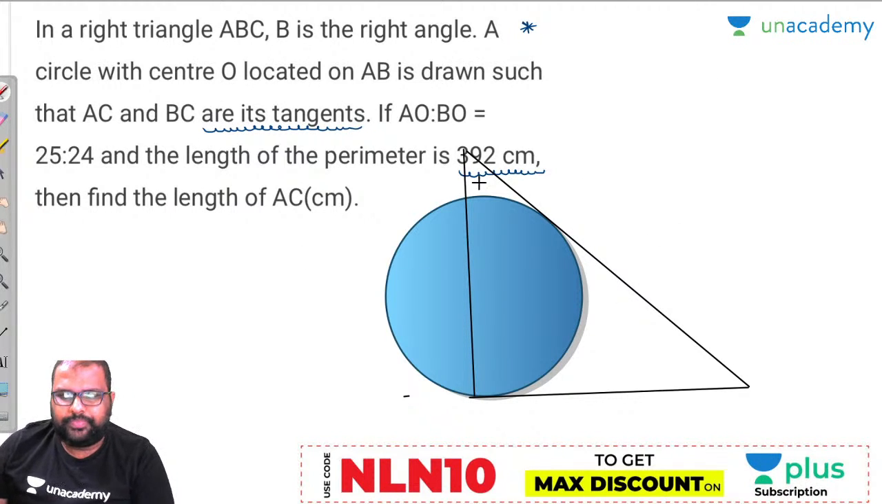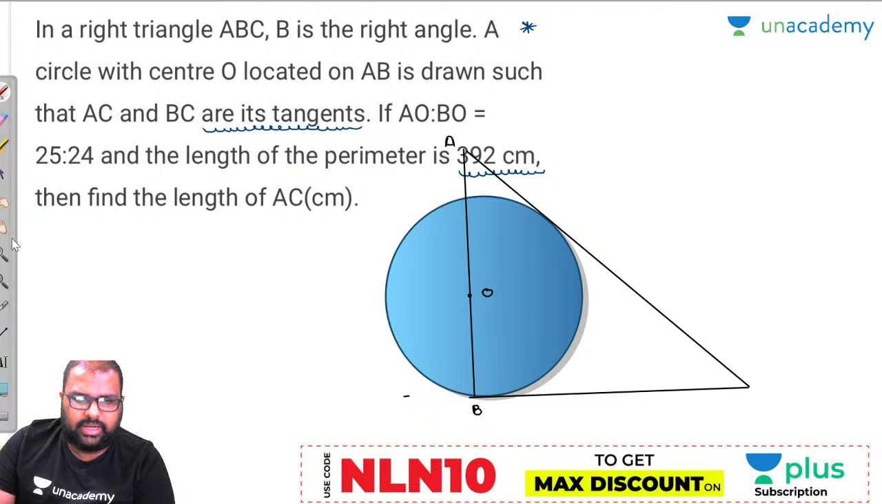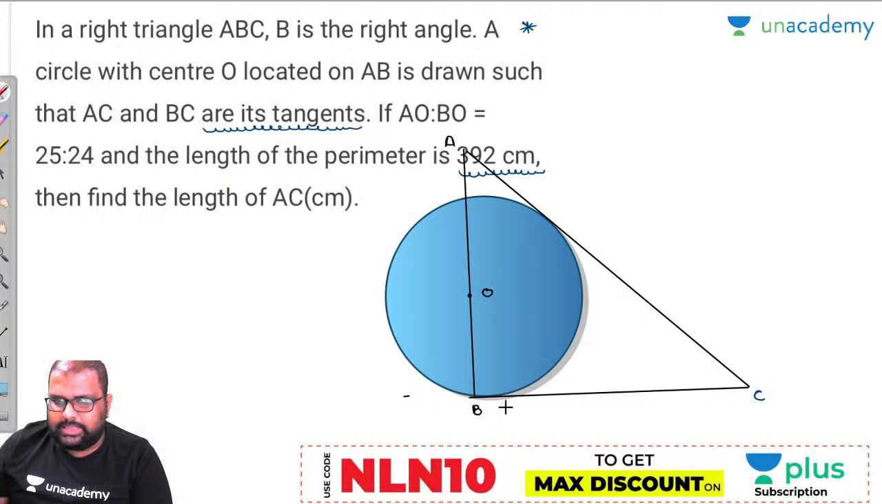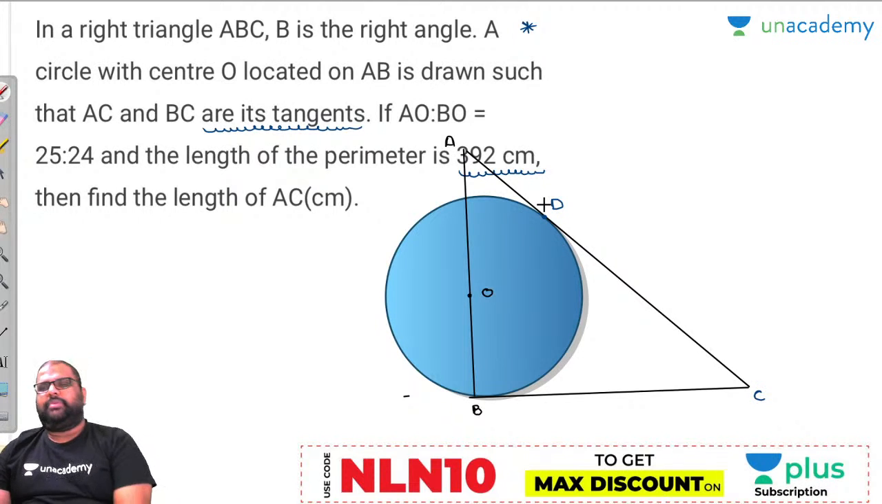Yes. So this is the center of the circle. AO is to BO is 25 is to 24. Yes, perfectly done. Now see here, this is C. AC and BC are tangents. Let us take the intersecting point as some value called D. Will you accept it? Yes, perfectly.